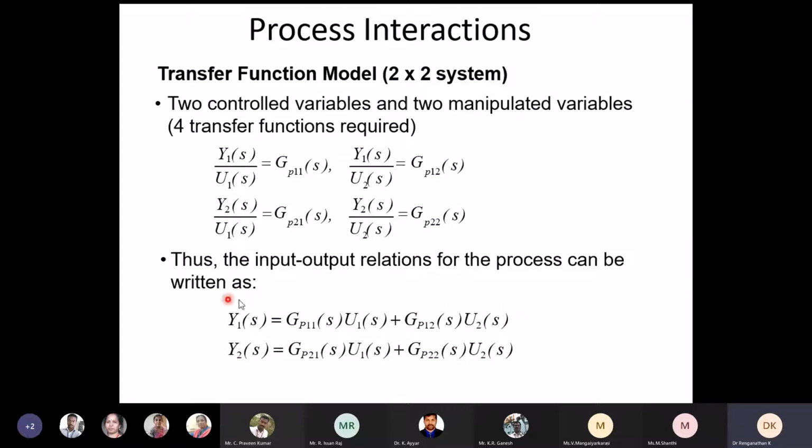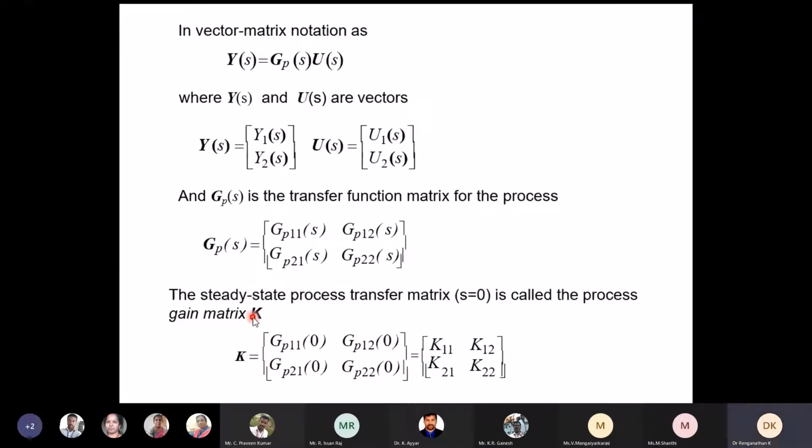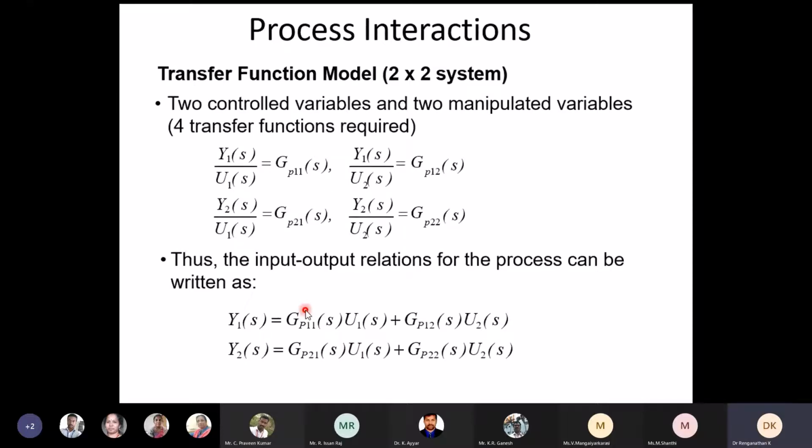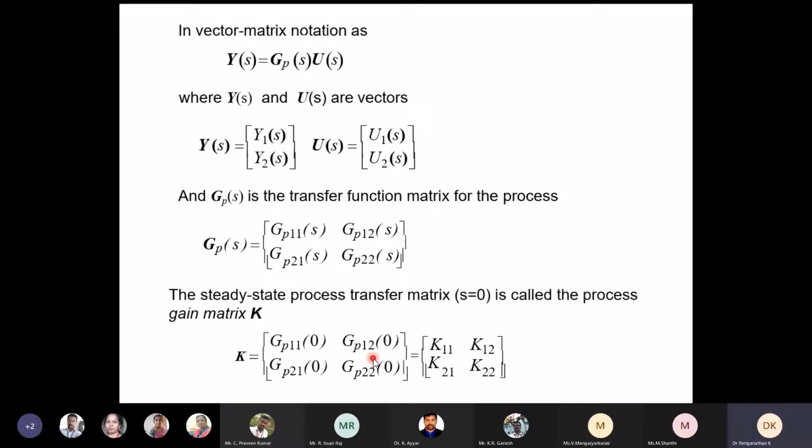We are going to get these equations. These are two equations we are going to obtain. So obviously we can represent the gains which you are obtaining here. This we can represent by using a gain matrix. That is what is called a transfer function matrix.